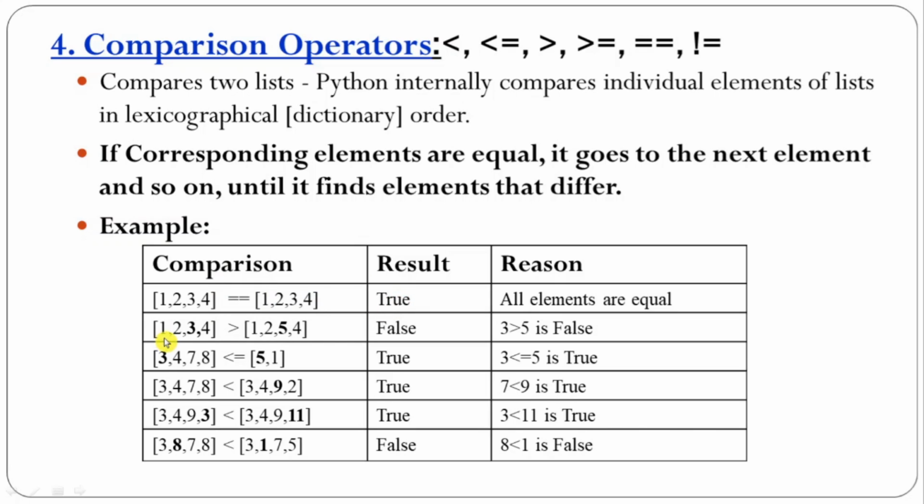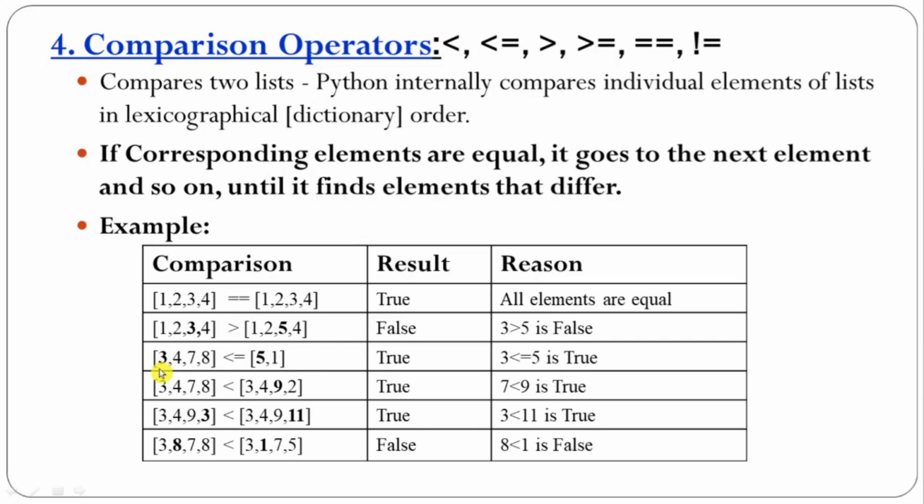In the second example, the first two elements are equal, 1 and 2, and in the second list it is also 1 and 2. The third element differs. In the first list it is 3 and in the second list it is 5. So these two items will be compared: 3 greater than 5. 3 greater than 5 is false, so it returns false. In a list comparison, the next item will be compared only if the elements are equal. Here, since the third item differs, the comparison stops. 3 less than 5 is false. It will generate false as the result.